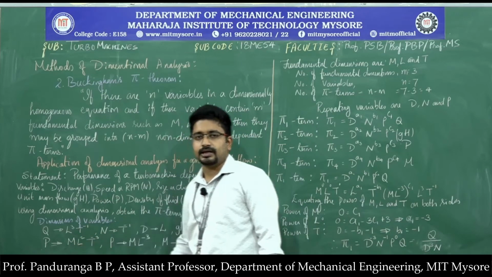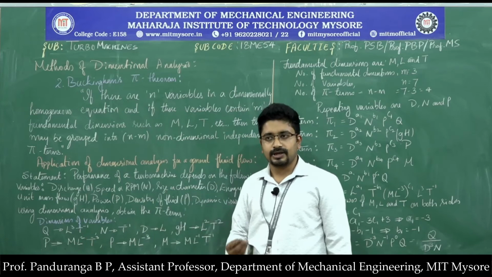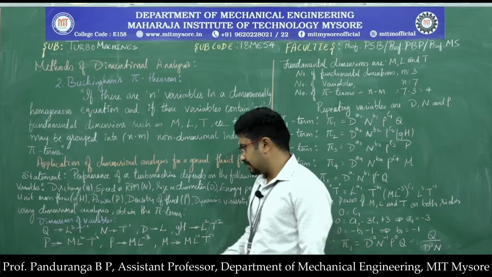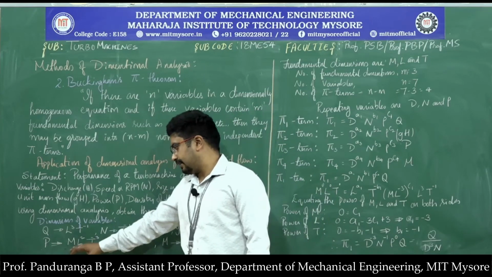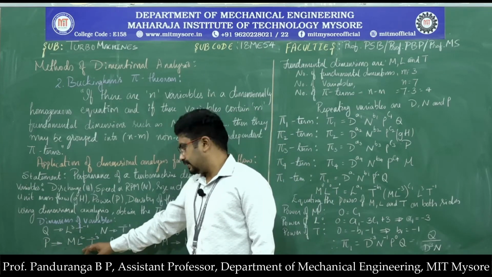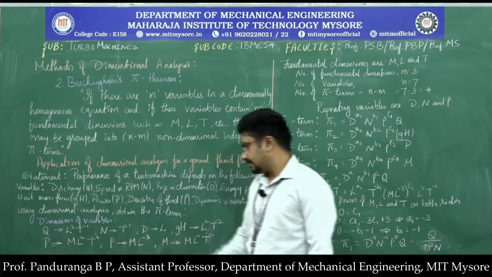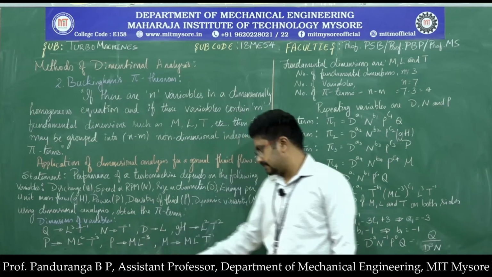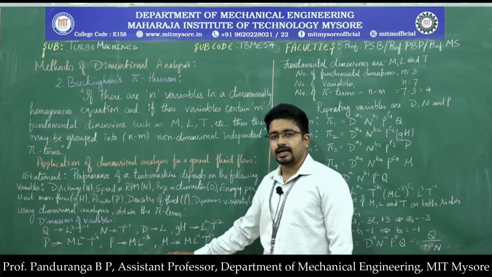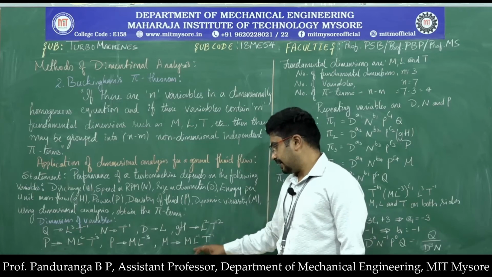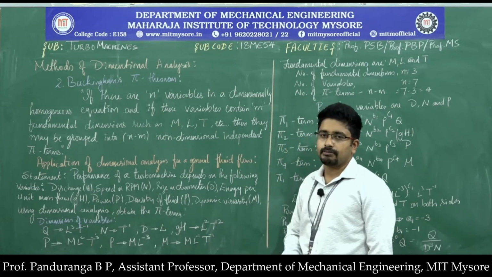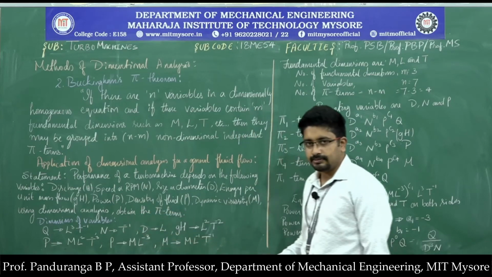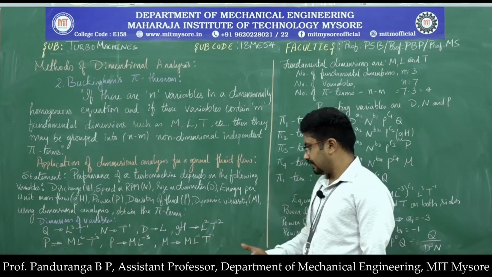Then we have power. Power is joule per second, and joule is Newton meter, and Newton is kg meter per second square. So when you simplify that, you have m L to the power of 2 t to the power of -3. Then you have density rho, kg per meter cube, so m L to the power of -3. Then you have viscosity, kg per meter second, m L to the power of -1 t to the power of -1.